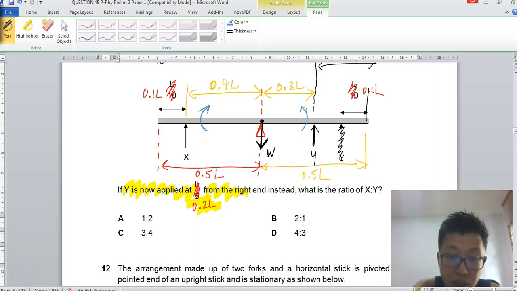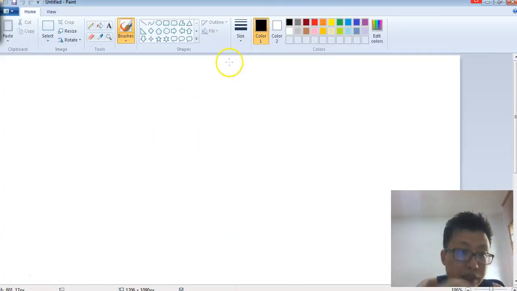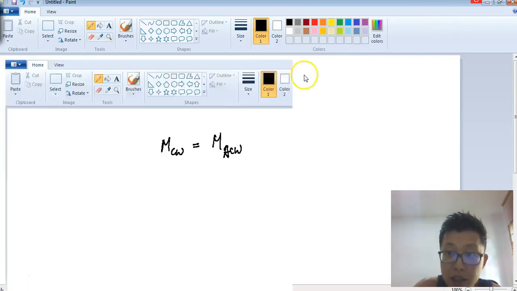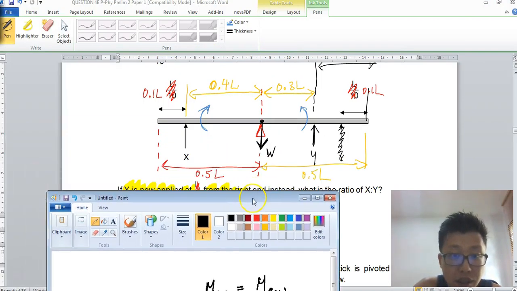Okay, so I'm going to open up a new program so that I can work with all these numbers. Yep, it's my favorite Paint. So I will write: clockwise moment must be equal to my anti-clockwise moment, and let's take a look.